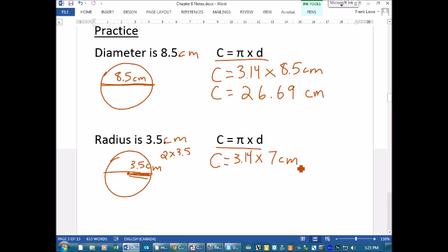Then you do your multiplication, and you get circumference equals 21.98 centimeters. And that is all there is to it. If you can go back and forth from circumference to diameter, diameter to circumference, then you're doing just fine.